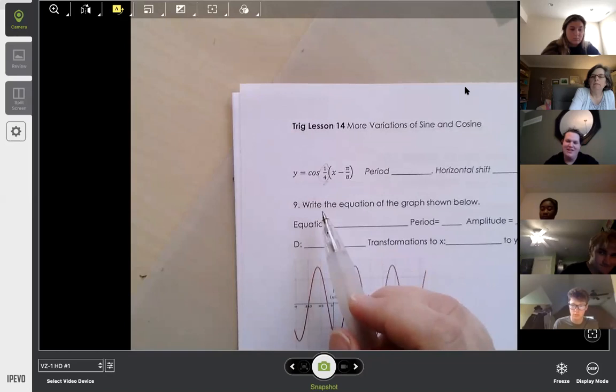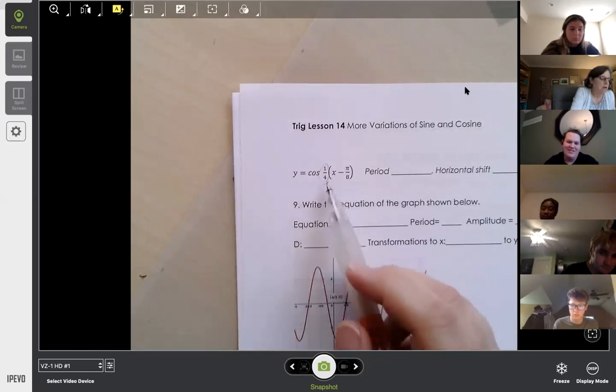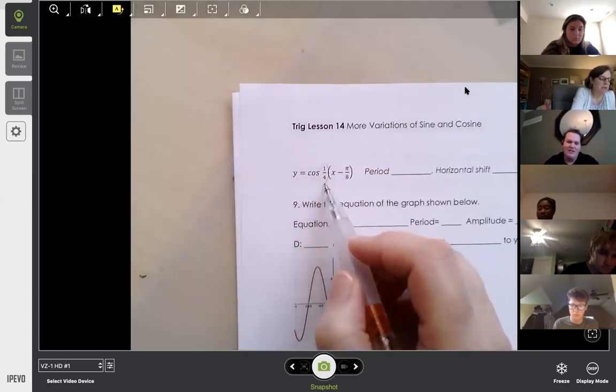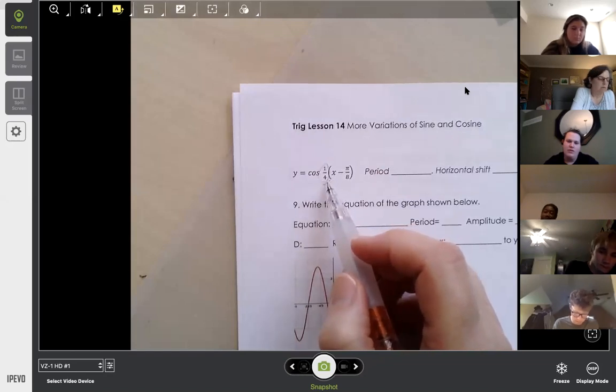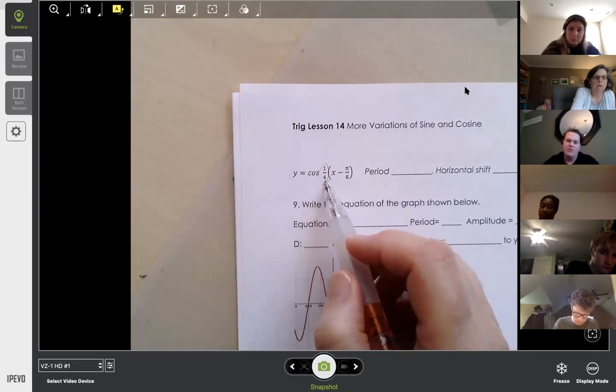In terms of the period, it doesn't matter if the 1/4 is inside or outside the parentheses. It's being multiplied by x. That's all that matters. Okay, so it'd be what? 4 pi? Is that what we're multiplying? No, it's being multiplied by 2 pi. So the period is 2 pi. Is it going to get bigger or smaller? It's going to get smaller. So it'd be what?